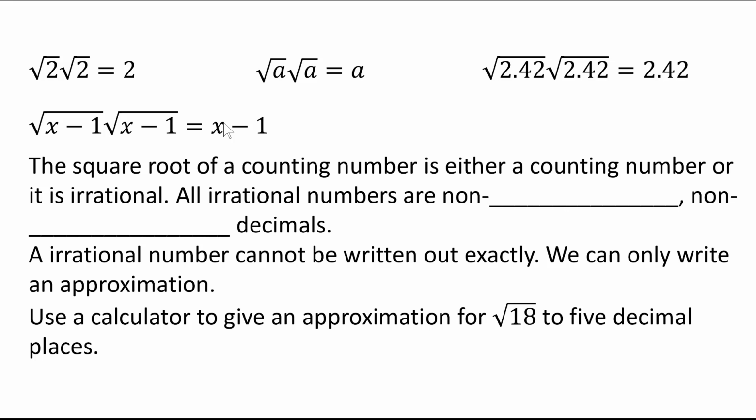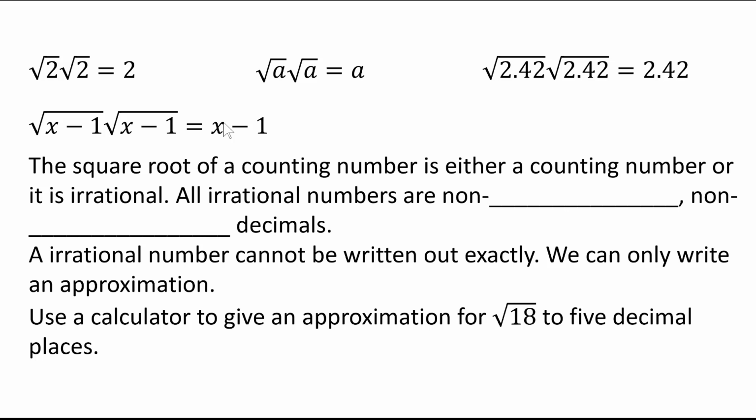So when you take the square root of a counting number like 1, 2, 3, 4, 5, 6, 7, 8, 9, 10, and so on, you're either going to get a whole number, like when you take the square root of 4, you get 2, the square root of 9, you get 3, the square root of 16, you get 4. You're either going to get a whole number or you're going to get an irrational number. Like the square root of 2 is irrational. Square root of 7 is irrational.